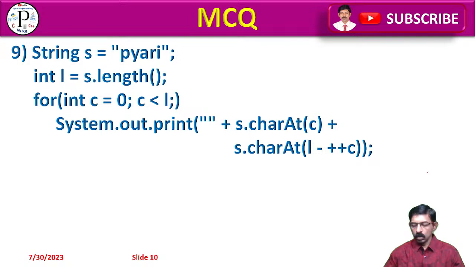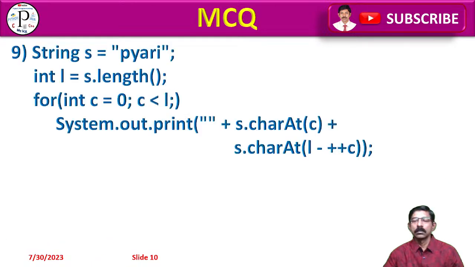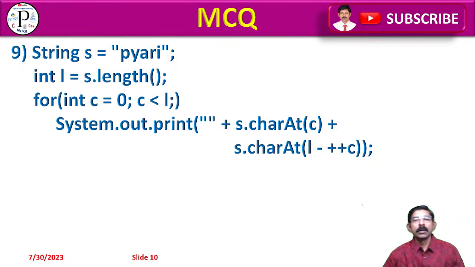So can you do this one? Can you answer this one? Saying PI is the answer for question number 9. Yes, what about others? PI. PI only. Okay.